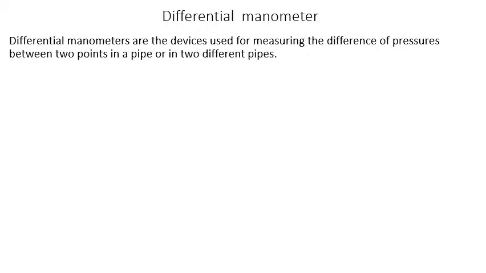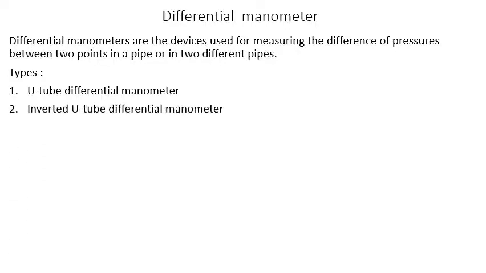Now the differential manometer, another type of manometer. Differential manometers are devices used for measuring the difference of pressures between two points in a pipe or in two different pipes. The different types of differential manometers are the U-tube differential manometer and the inverted U-tube differential manometer. The first one is the U-tube differential manometer, used for different levels.